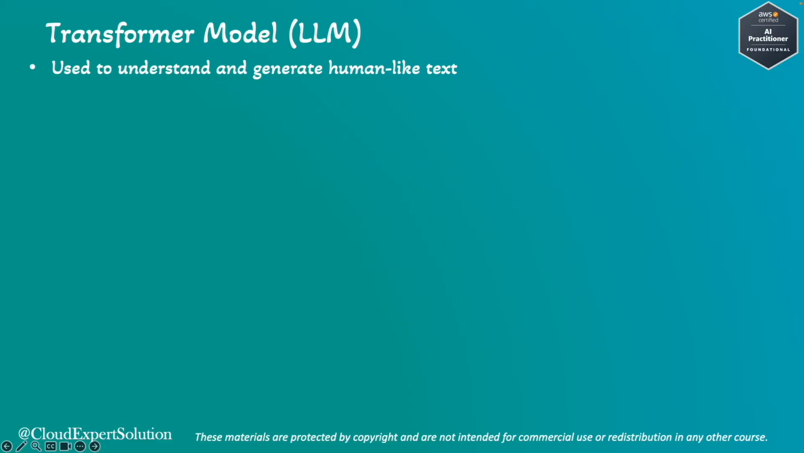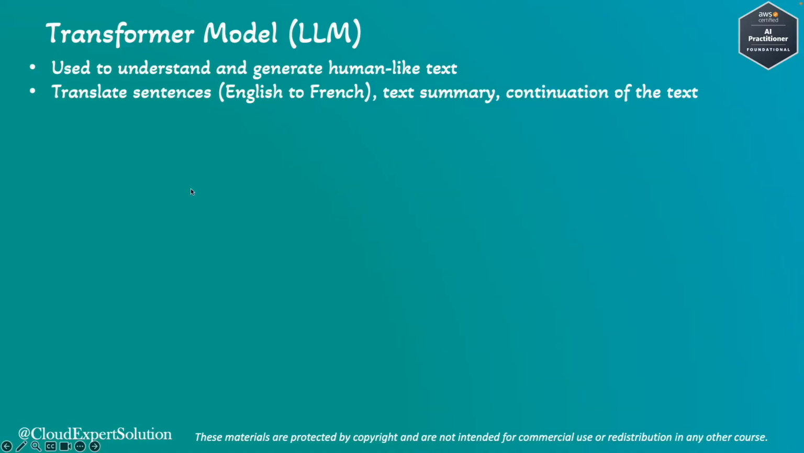Now let's review some machine learning algorithms and models. We'll start with the transformer model, which is a popular large language model. Transformer models are used to understand and generate human-like text. They can also be used to translate a sentence, maybe from English to French, like you have written, how are you? And you want to translate that to French, like comment vas-tu? And you saw ChatGPT can easily do that.